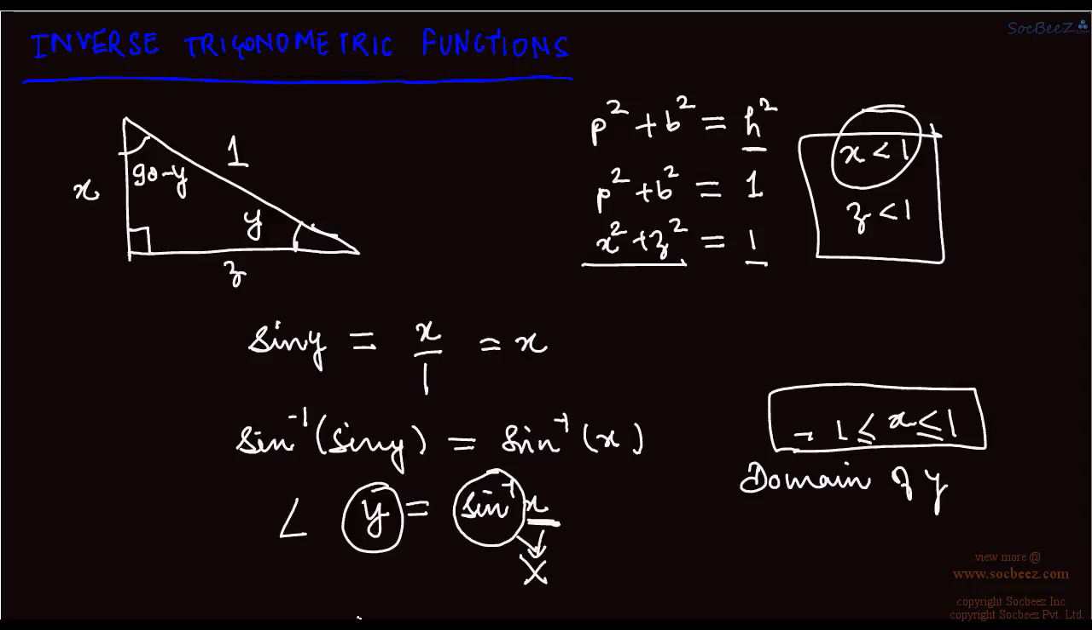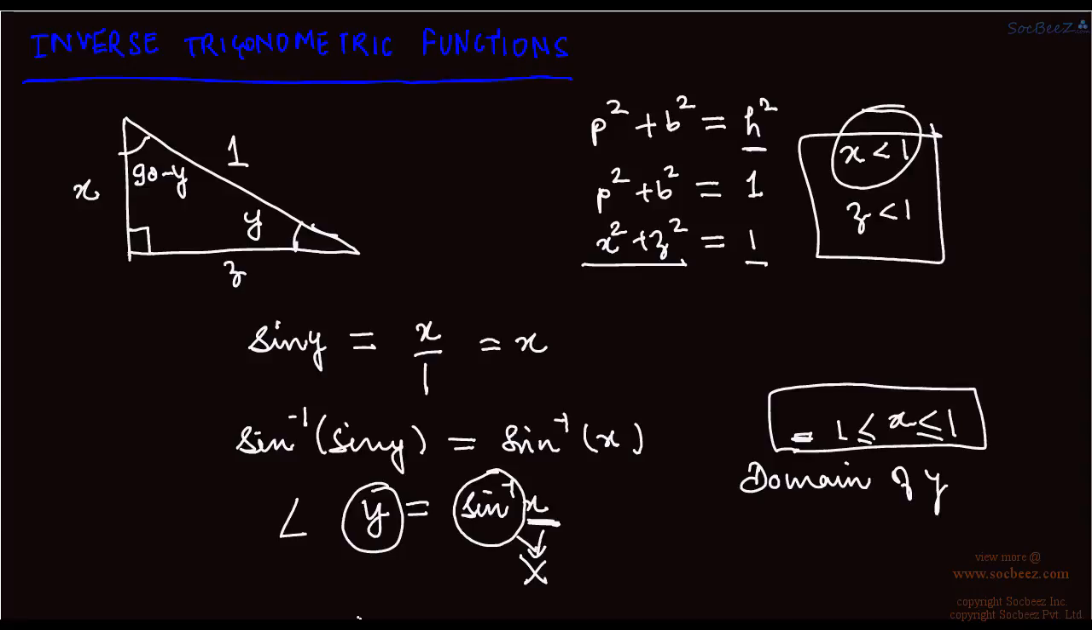But it can be equal to 1 and minus 1 because y can be 90 degrees, because it's an angle which is inside a right angle triangle. So it can be 90 degrees. So that's why x can be equal to 1. So this is the domain for y equals sine inverse x.